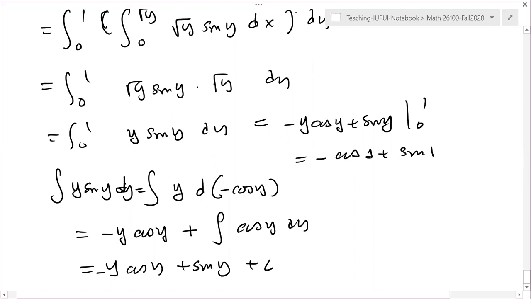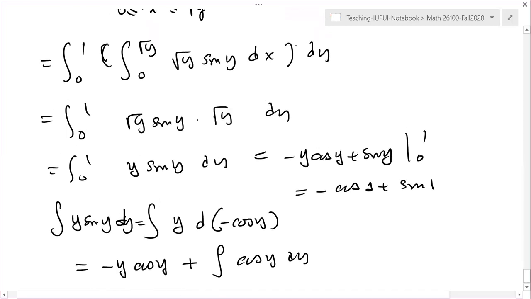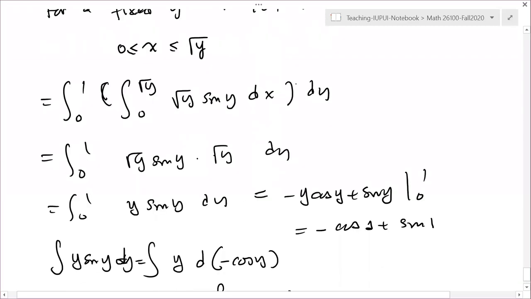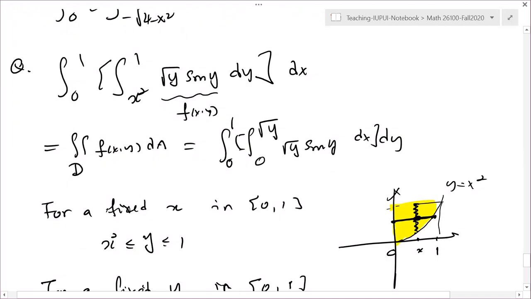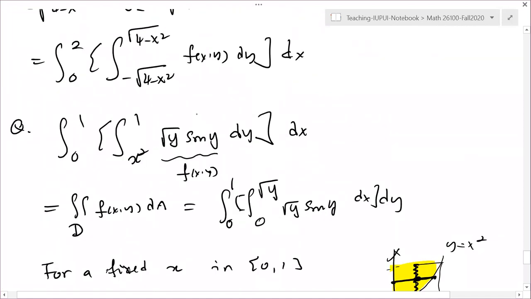All right, it's just sine 1 minus cosine 1. That is the answer. But if you do not change the order of the iterative integral, then it's very difficult to evaluate. Look at this original integral. How do you evaluate it? Use integration by parts.